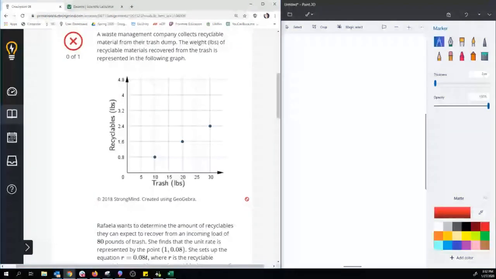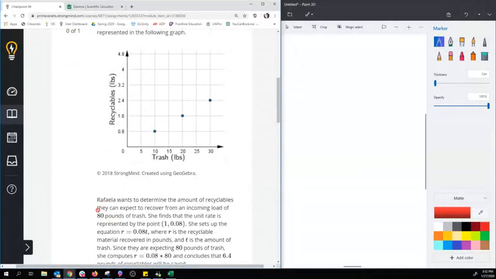Alrighty, number 6. Rafaela wants to determine the amount of recyclables they can expect to recover from an incoming load of 80 pounds of trash. So this graph here shows us the pounds of trash and how many pounds of recyclables they have. And it says that she finds the unit rate as represented by the point 1, 0.08 and sets up an equation R equals 0.08 T.